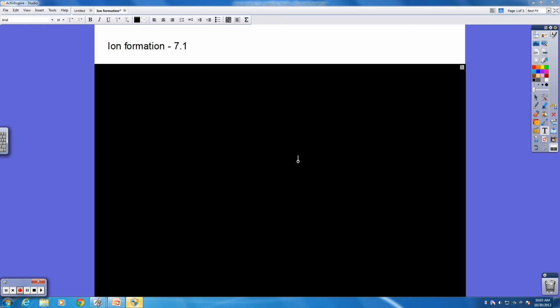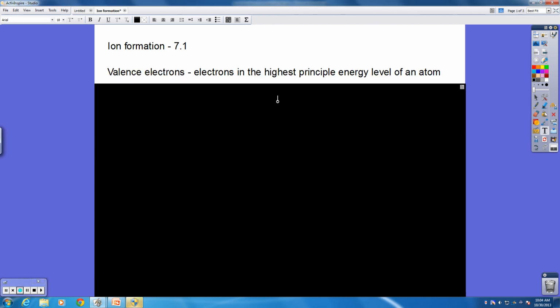These are notes on ion formation. In your book, this is Chapter 7, Section 1. Some of this will be review to some of you, and for some of you this is going to be new. So, in order to understand ions, we really need to understand valence electrons.